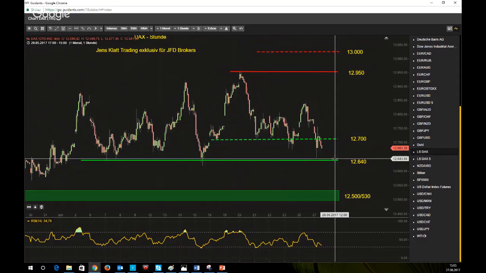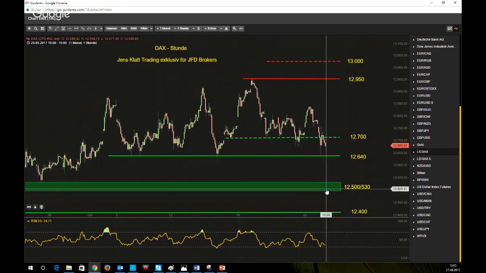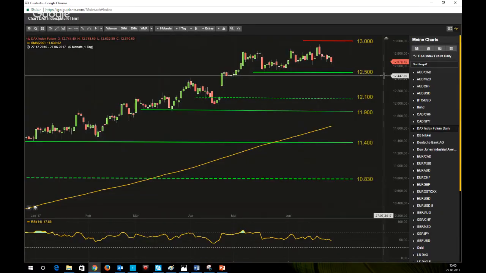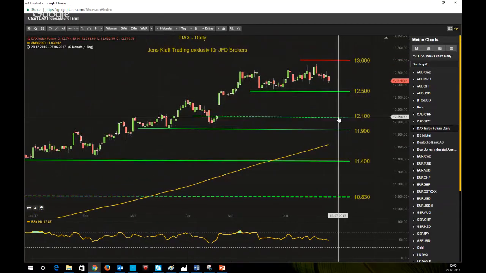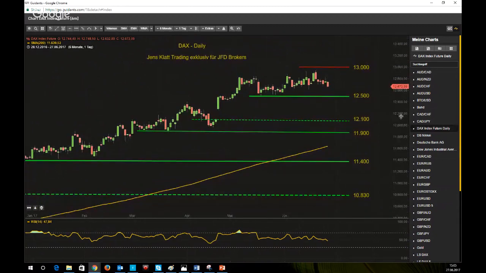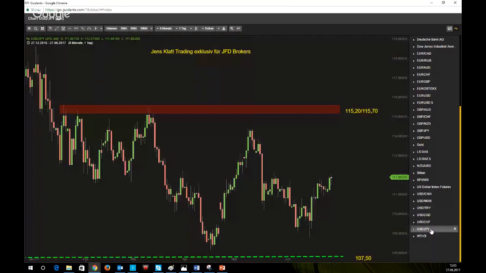So you can see here, the moment we drop below this, there should be further dynamic moves to be expected, which will easily push us then as low as 12,500, 530 points. And this is a crucial level if you look at the daily chart here. So if we break below this, there's room for further 400 points on the downside. So this is one of the reasons why in the morning, for example, dollar Japanese yen here dropped and pushed back below 112. And right now we see a move back.